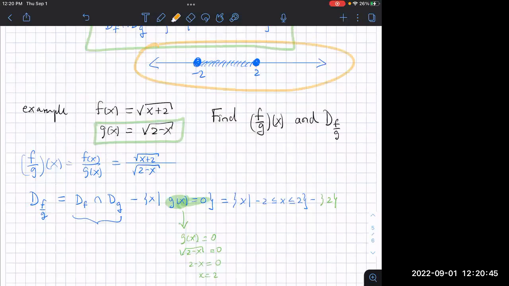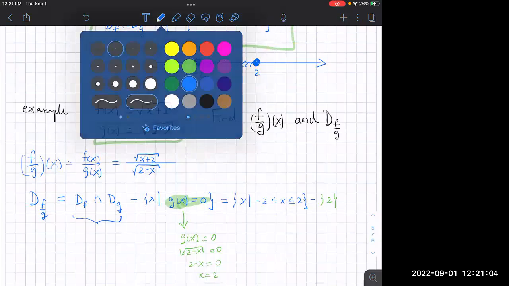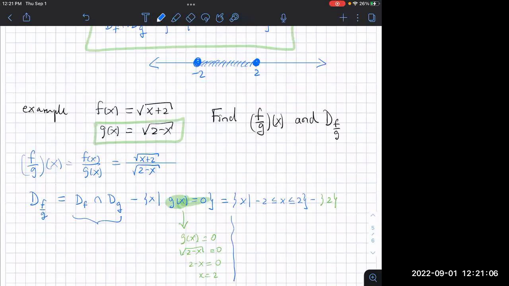That's my domain, and that's the intersection. And then I have to take out 2. So take that one point away. That means this inequality, less than or equal, just changes to less. Is that correct? So then the final answer is: the domain of f over g is the set of all x's so that -2 less than or equal to x less than 2. Just less, not less than or equal.